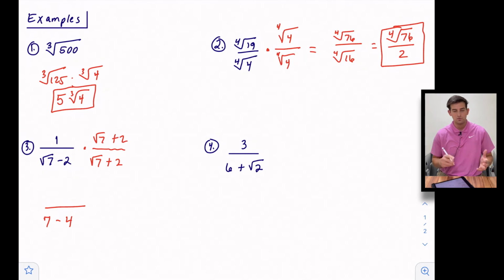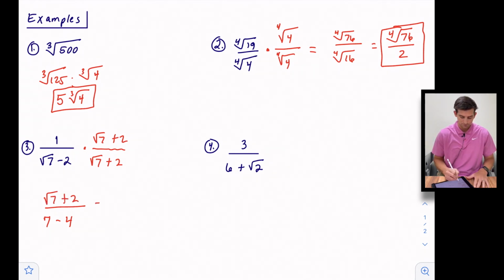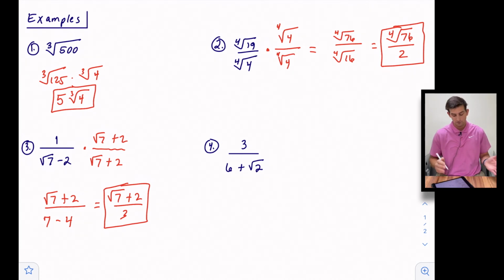Then in the numerator, we just distribute that 1, and it's going to end up being the square root of 7 plus 2. Now we can simplify our denominator. 7 minus 4 is 3. So our final answer there would be root 7 plus 2 divided by 3.